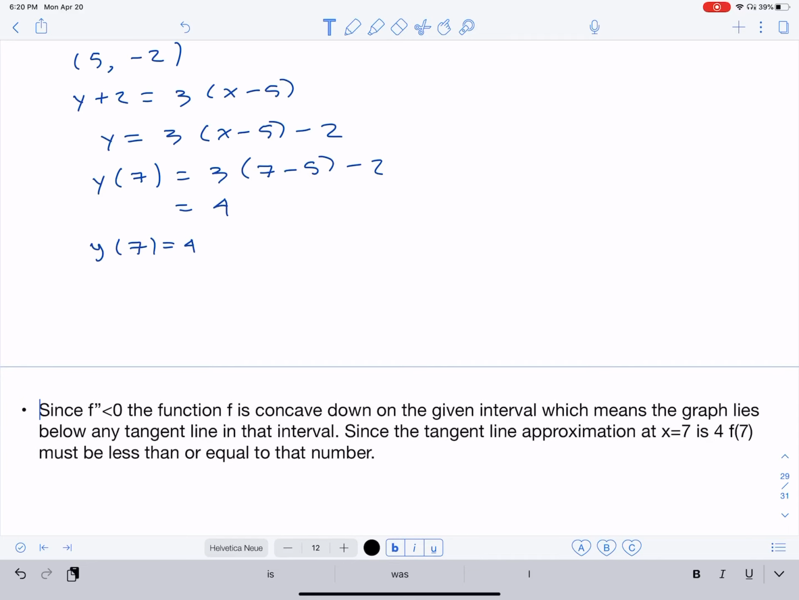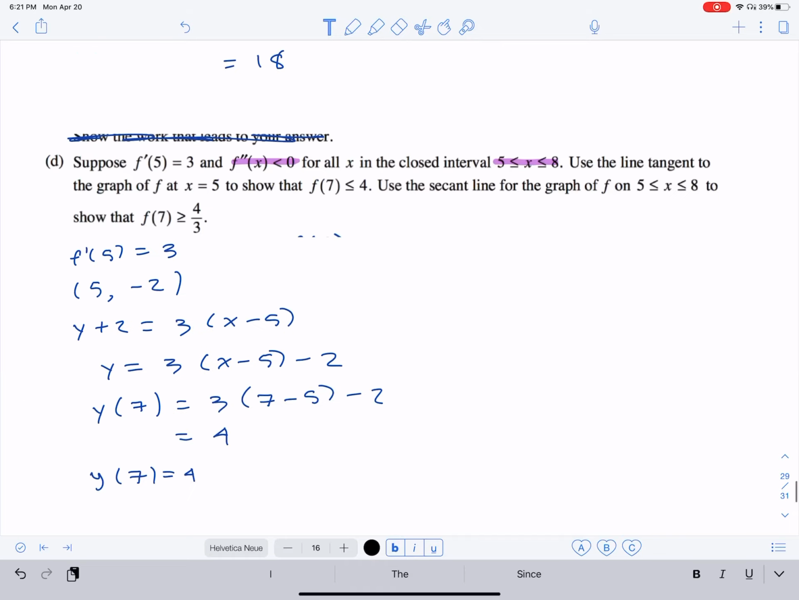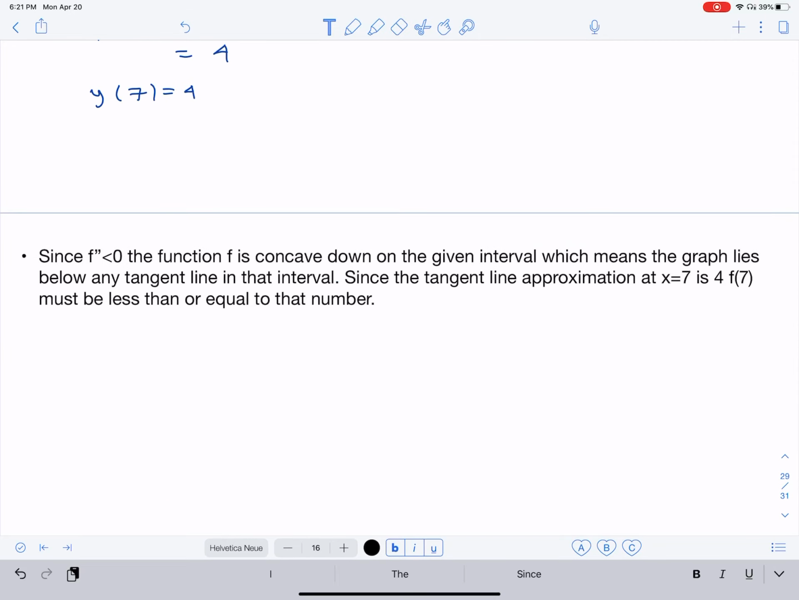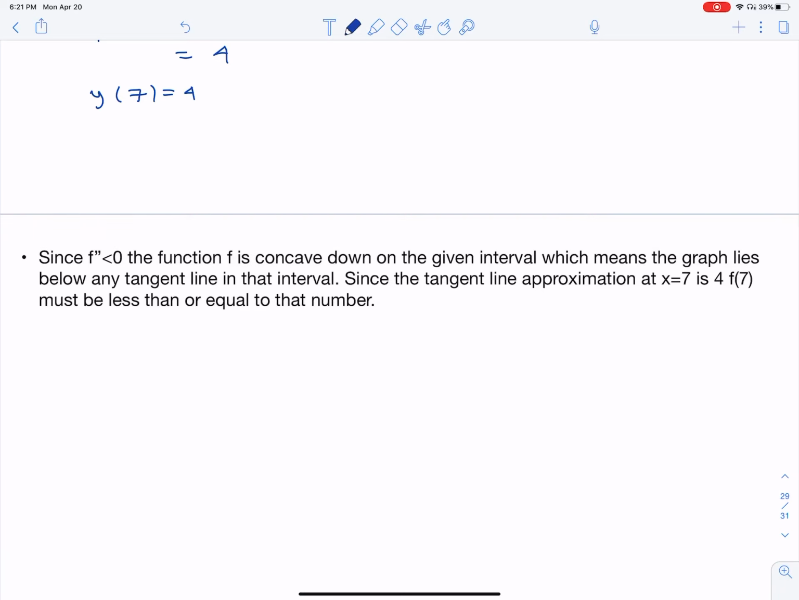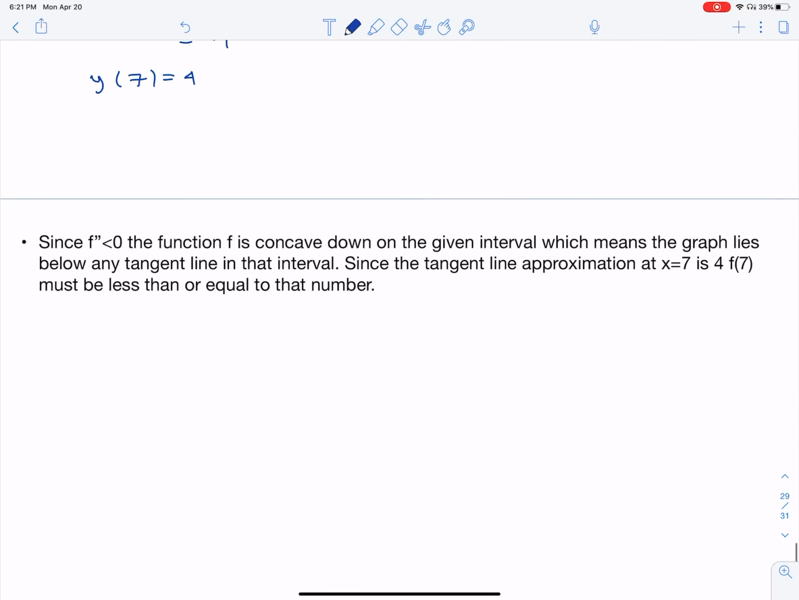Let's do the second part. What is it asking? Use the secant line for the graph on that interval to show that f of 7 is greater than or equal to 4/3. So they're asking for a secant line, the line that passes through 2 points. The points were from 5 to 8, so it's going to pass through 5 something and 8 something.